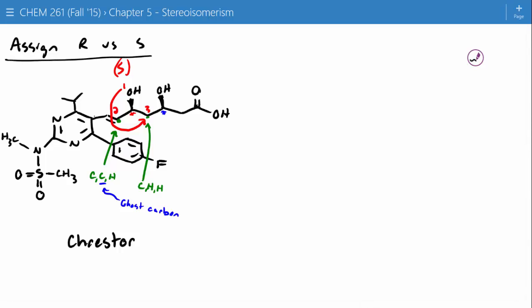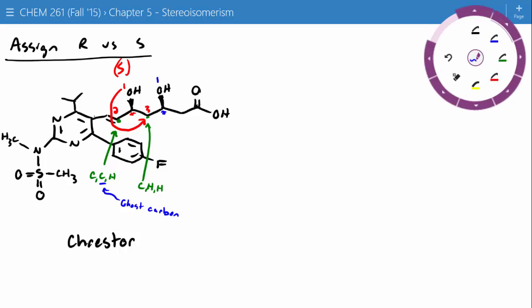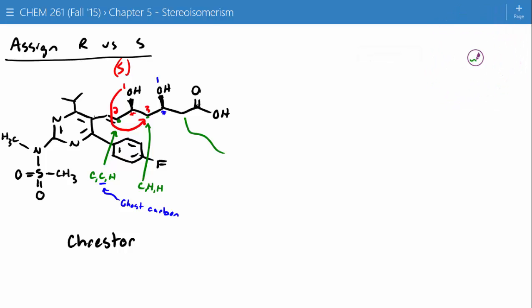Raise your hand if you think you've got it. All right, you guys are getting good at this. I like this. All right, what's highest priority? Oxygen. All right, then we go out to the next one. It looks like we've got a carbon versus carbon tie, so let's do the same thing. We've got a CHH.